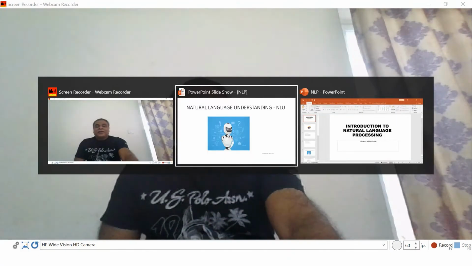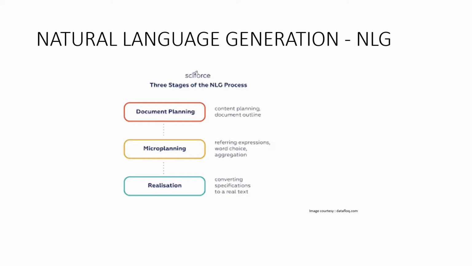Next, we will discuss NLG, natural language generation. Natural language generation acts as a translator that converts the computerized data into natural language representation. It mainly involves text planning, sentence planning, and text realization. NLG is the process of writing or generating language. It produces natural language outputs from non-linguistic inputs.